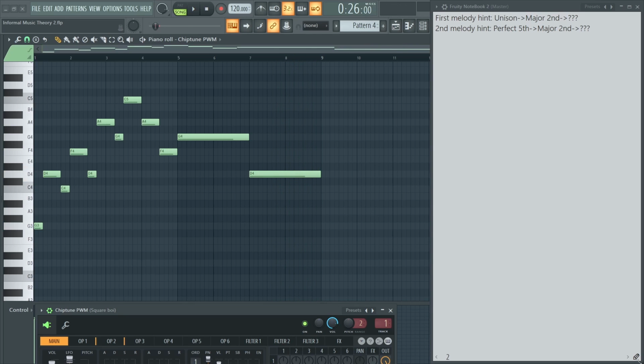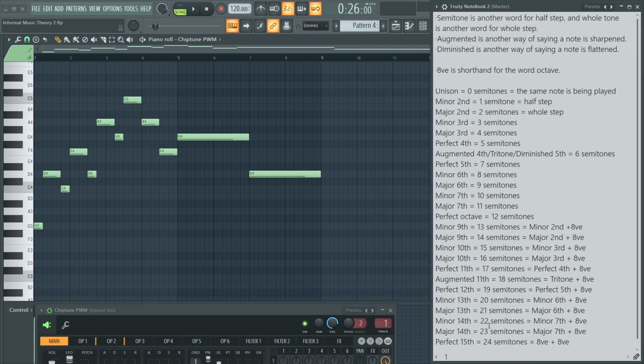Alright, I believe that's pretty much what I had to say. Well, actually, if we go back here, any interval past an octave is just called a compound interval because you basically combine these intervals plus that octave I was talking about earlier.